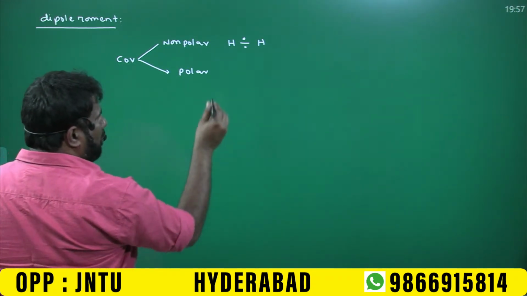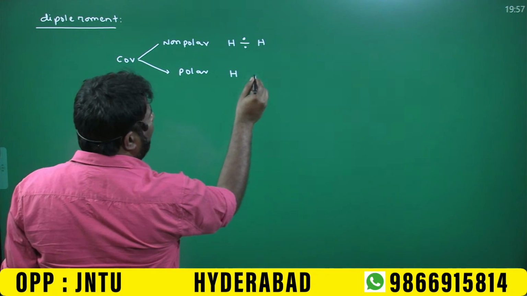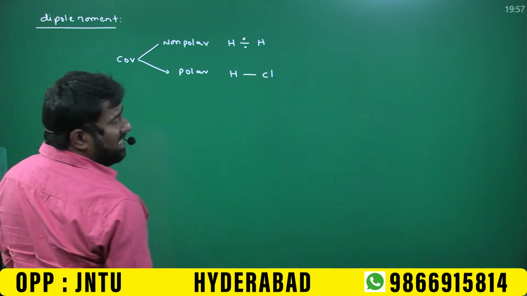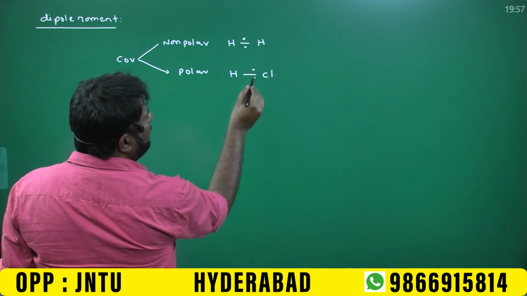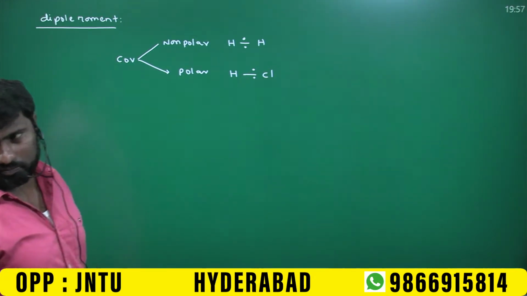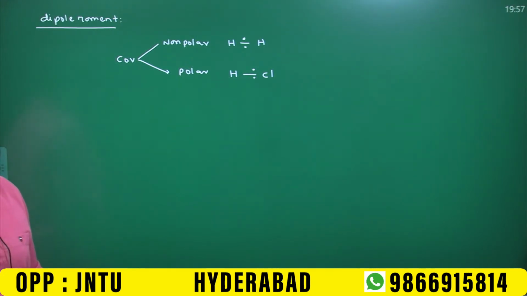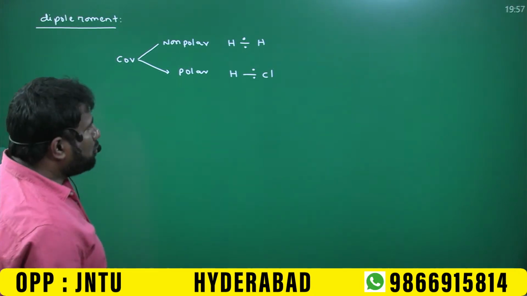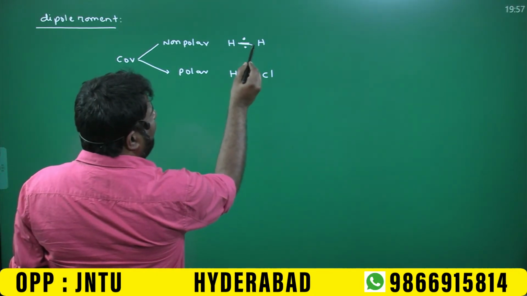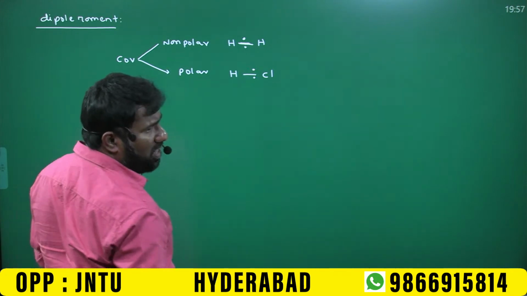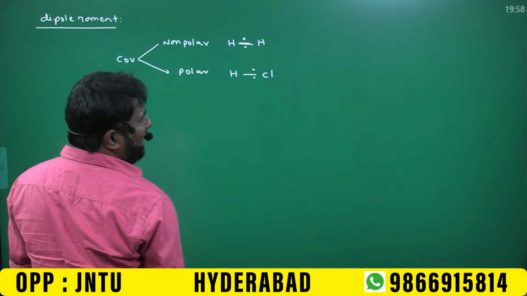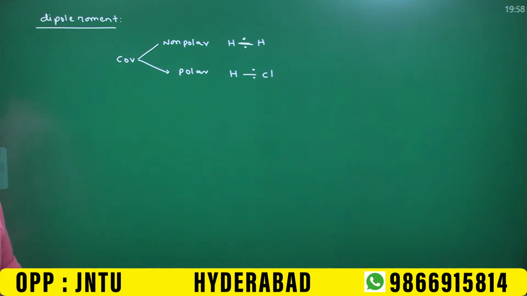Coming to the polar covalent bond, let me take two different atoms like hydrogen and chlorine. This is the covalent bond. The electron pair lies closer to the highly electronegative atom and far away from the less electronegative atom. If the bond pair is exactly at the center between the two atoms, it is non-polar. If it is present toward one side of the bonded atoms, it is a polar covalent bond.